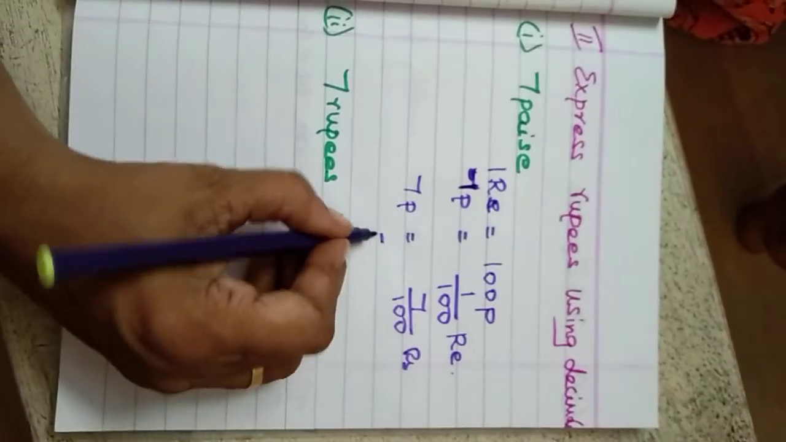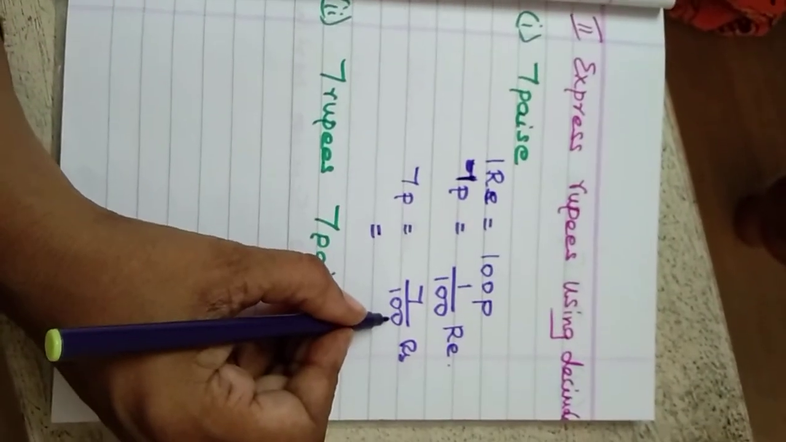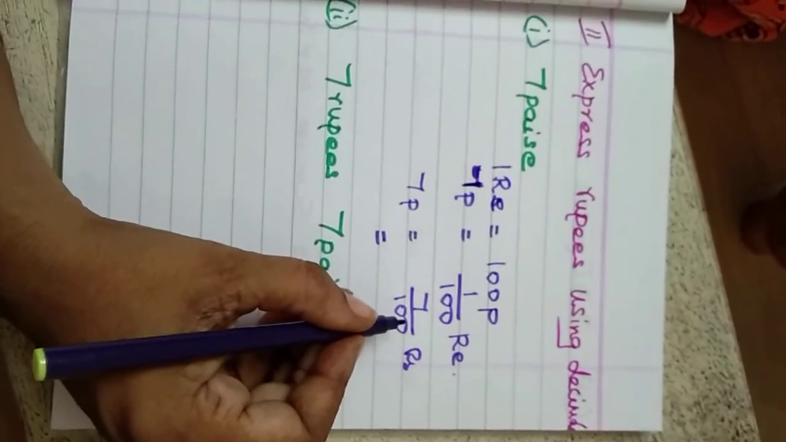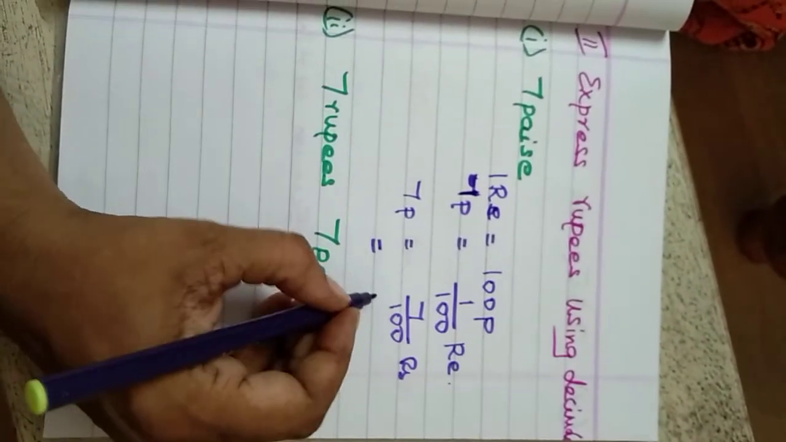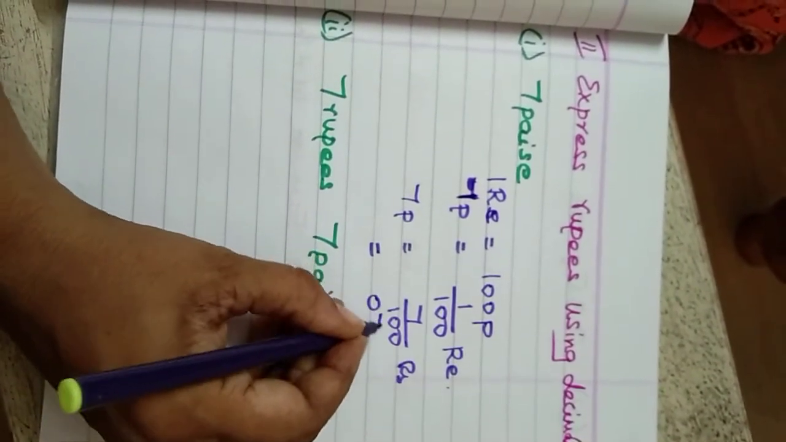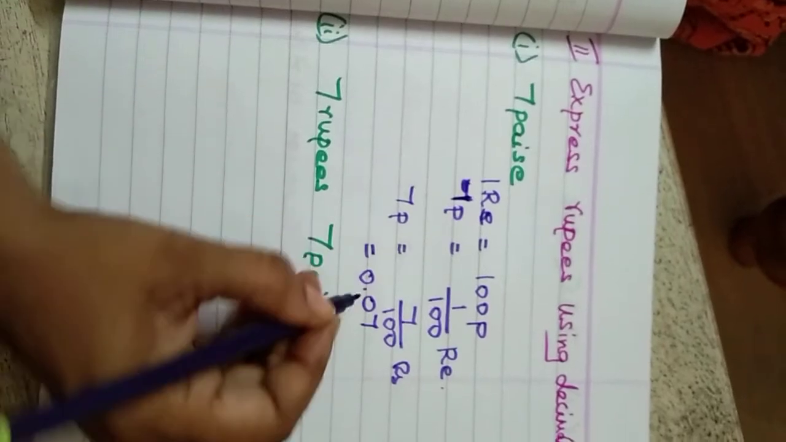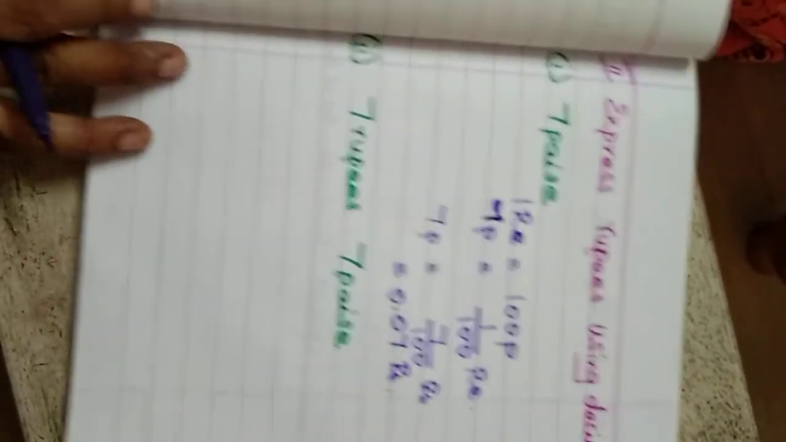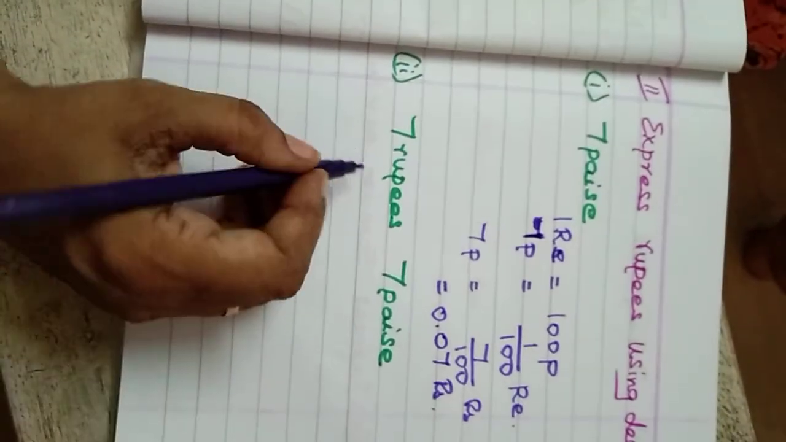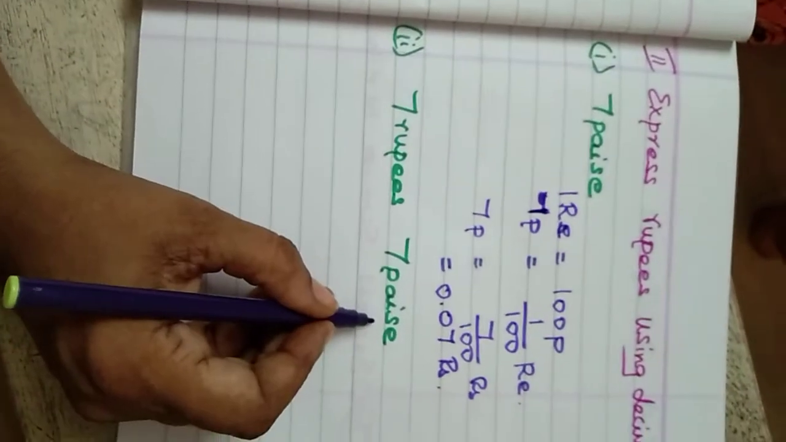So how to write it in decimal? You have 2 zeros here, so after the point you should have 2 numbers. I already have 7, so I will put a 0 before the 7 and write it as 0.07 rupees. Clear? Next, second question. It is 7 rupees 7 paise.